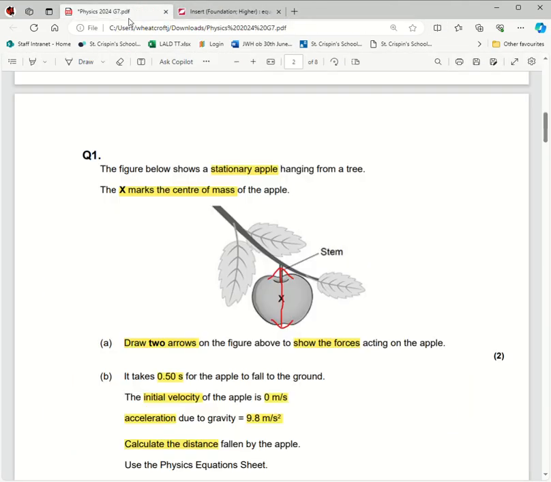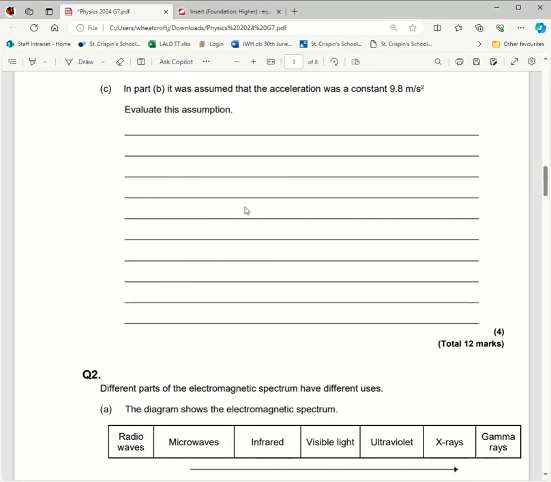So I go back to this question then. It says we need to evaluate if it's true that the acceleration was a constant 9.8 meters per second squared. So we're going to consider there are two possible approaches to this. You can either talk about the evaluation side of it that is saying yes it is true, or you can argue no it's not. I'm going to start with the no it's not because I think that is the easier link to make. So with that in mind, we're going to start with this.